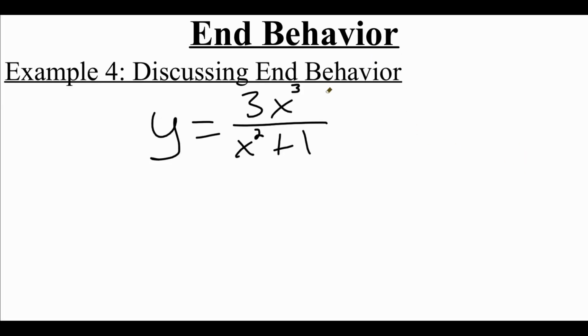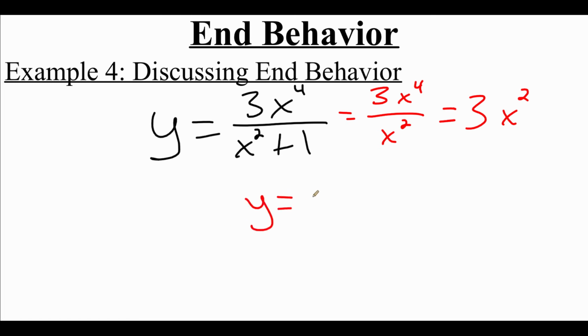I'm going to take this example and I'm going to bump the power up on top one more time. So I'm going to make that 3x to the 4th power. Now again, as we're thinking about x values getting very, very large, that plus 1 on the bottom again doesn't matter. So this is really like having 3x to the 4th over x squared. So we can simplify that down to be 3x squared. So as this graph goes further out to the right-hand side and further out to the left-hand side, it should display similar behavior to the graph of 3x squared.